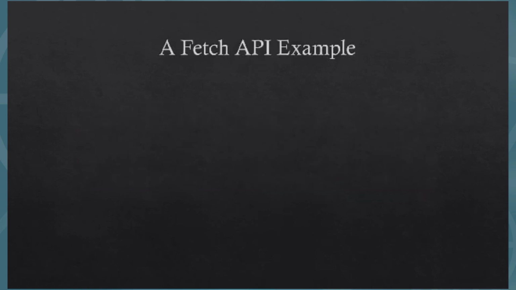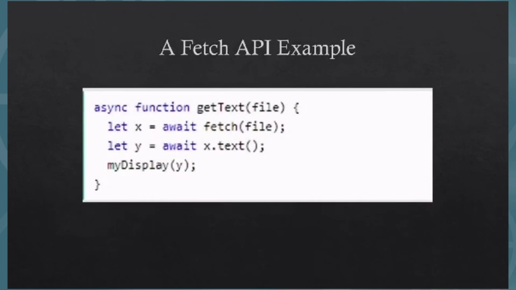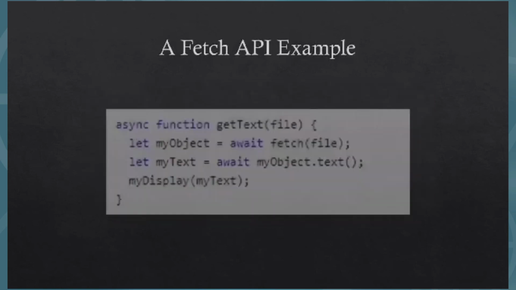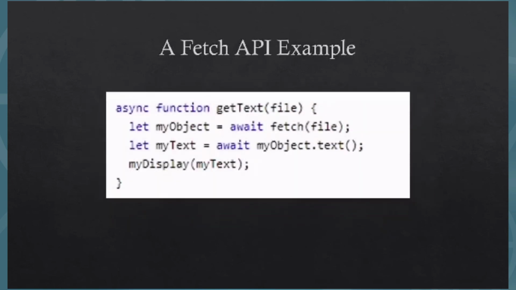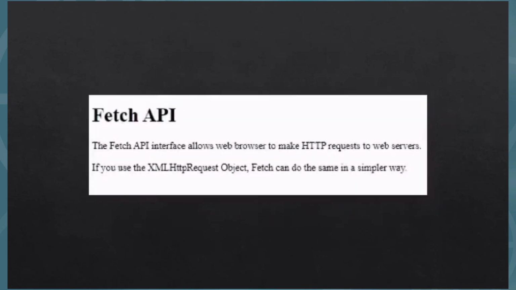Since Fetch is based on async and await, this example might be easier to understand. We can also use understandable names instead of x and y. So, this will be the output of those codes.